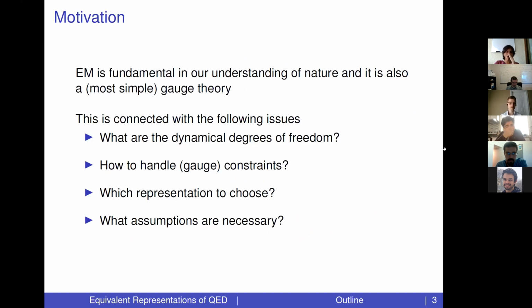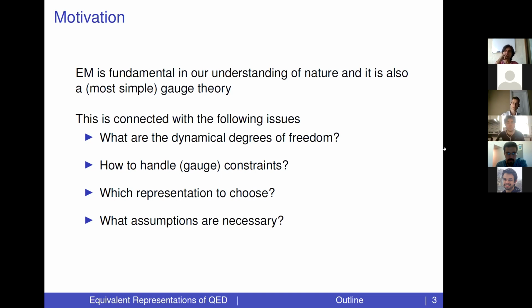Okay, so first of all, the motivation behind this is, of course, that electromagnetism is fundamental in our description of the universe, is all around us in experiments and also in theoretical physics. And it is also a very simple theory. However, it is also a gauge theory. And so this very simple gauge theory has a lot of subtleties that are characteristic of gauge theories in general. And understanding electromagnetism, therefore, is a first step to understand more complicated theories.